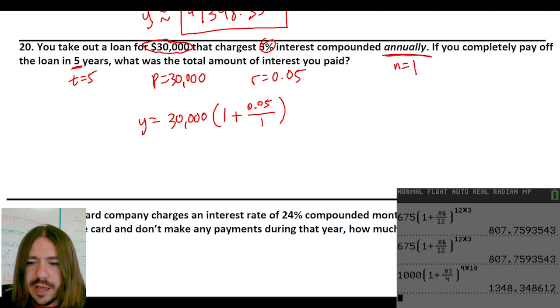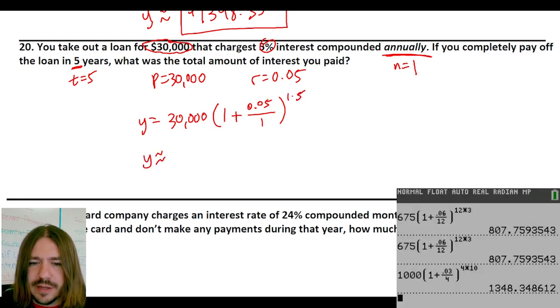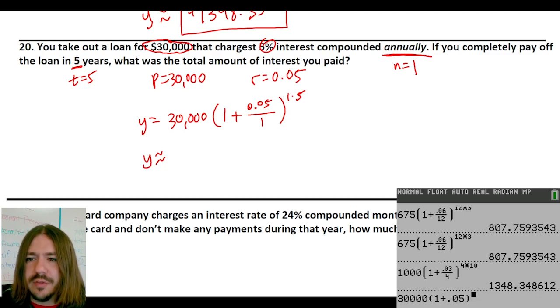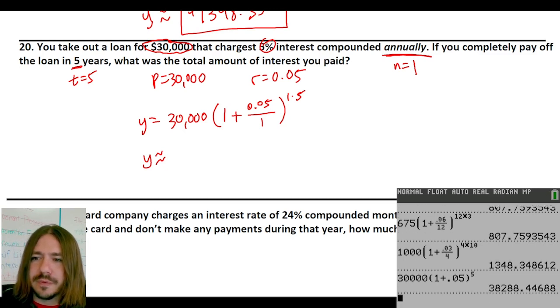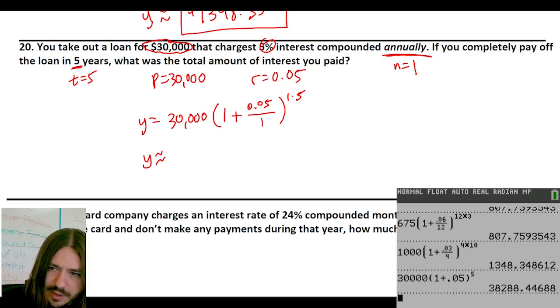So how much are we going to actually pay the bank back? Let's find out. We've got 30,000. Obviously, we have to give them the money they gave us, but we also have to give them back some interest. So I'm just going to put plus 0.05 because dividing by 1 doesn't really do anything. And then multiplying by 1 doesn't do anything either, so I'm just going to do to the 5th power here. And so the amount that we give the bank is 38,288.